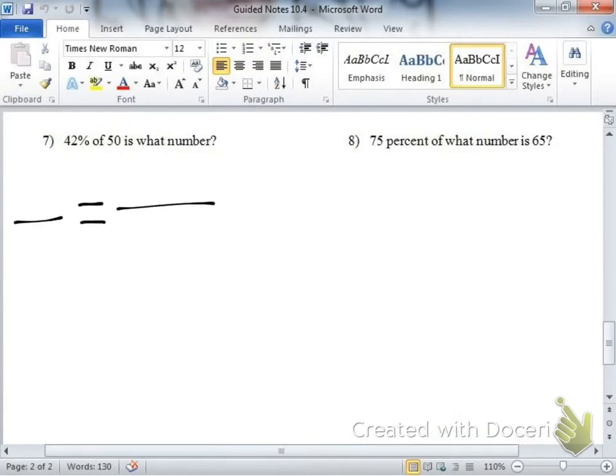Blank over blank equals blank over 100. Let's fill in the blanks. 42% of 50 is what number? 42 goes over the 100. Of 50. 50 goes on the bottom. Pay attention, because look, the is right after the 50, the of's right in front of the 50. So this might take a little bit of time. 42% of 50. You got to kind of look a little further, because is what number? So the is what we don't know.